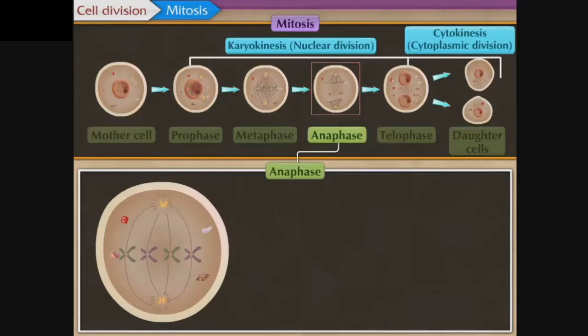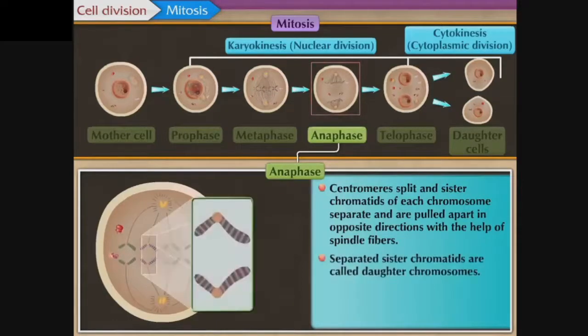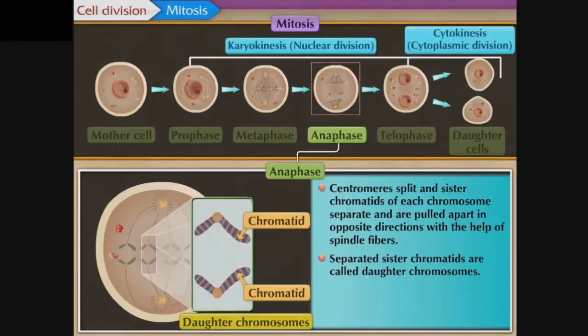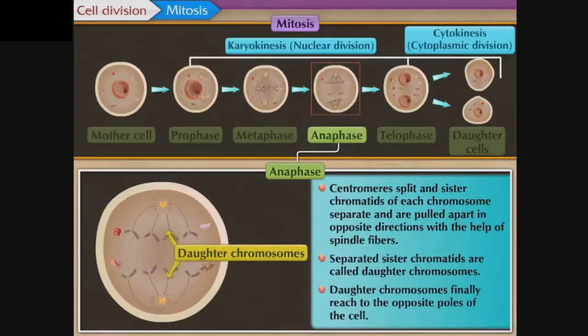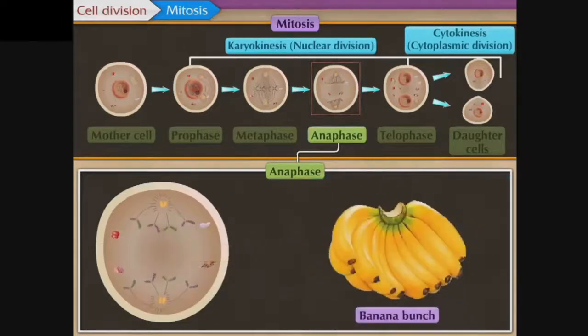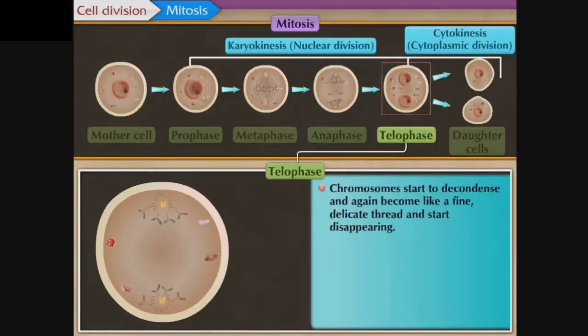Anaphase. In anaphase, centromeres split and thereby sister chromatids of each chromosome separate and are pulled apart in opposite directions with the help of spindle fibers. These separated sister chromatids are called daughter chromosomes. When each set of chromosomes reaches the two opposite poles of the cell, they appear like a bunch of bananas. Telophase. The chromosomes which have reached the opposite poles of the cell now start to decondense.